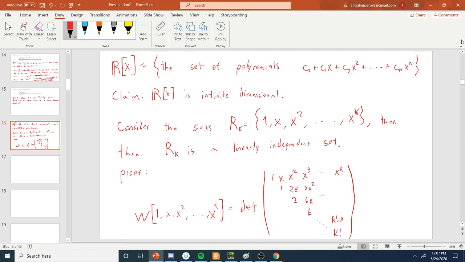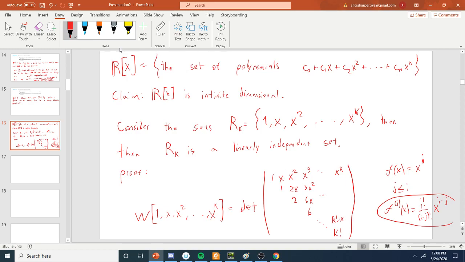And so here I'm just using the fact that if f of x is equal to x to the i, and j is less than or equal to i, then the jth derivative of x^i is equal to i factorial divided by (i minus j) factorial times x to the i minus j. So I can use this formula to fill out this matrix.